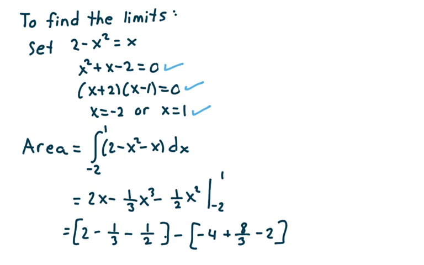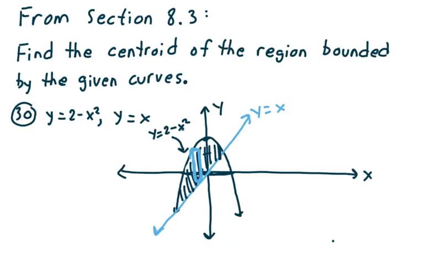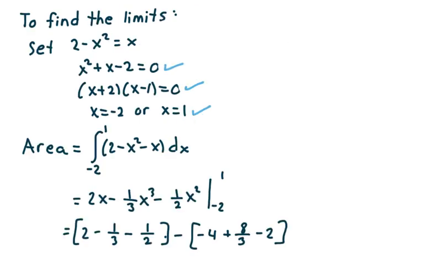Now, I need to find the area between the two curves. When I look at my representative rectangle here, notice that the top function is y equals 2 minus x squared, and the bottom function is y equals x. So I get the integral from negative 2 to 1 of 2 minus x squared minus x dx, which is 2x minus 1/3 x cubed minus 1/2 x squared, evaluated from negative 2 up to 1.